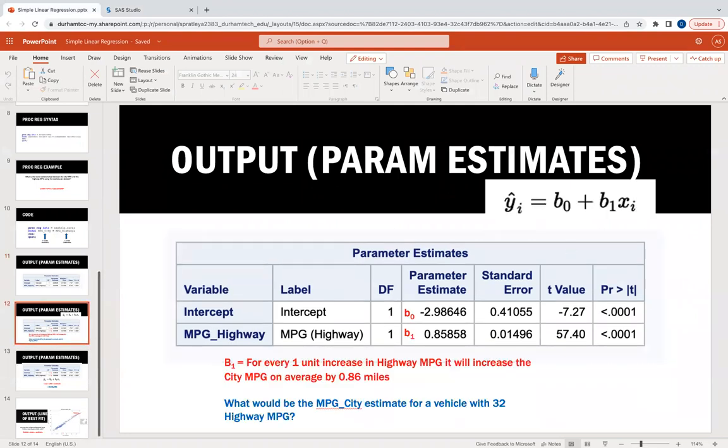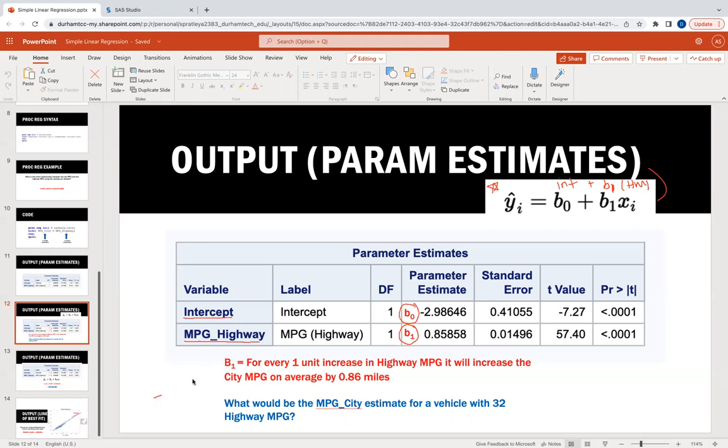So I'm going to remind you about what that equation was, right? So we get some Y prediction based off of an intercept, which is my B naught or B zero, plus some type of slope or coefficient, we call it beta one, times whatever my X was, which was highway, right? So in this example, beta one is going to be whatever was next to my X variable, which was miles per gallon highway, and beta naught is going to be the intercept.